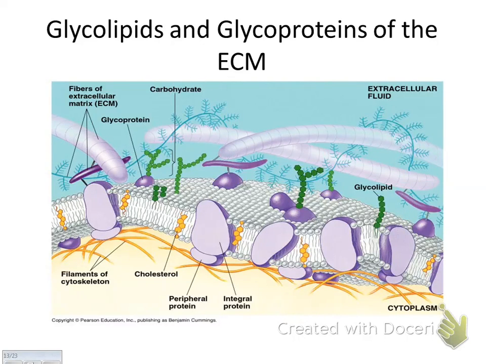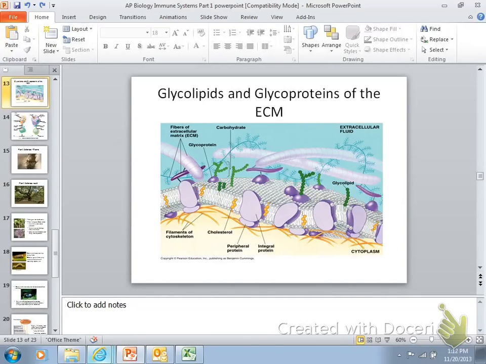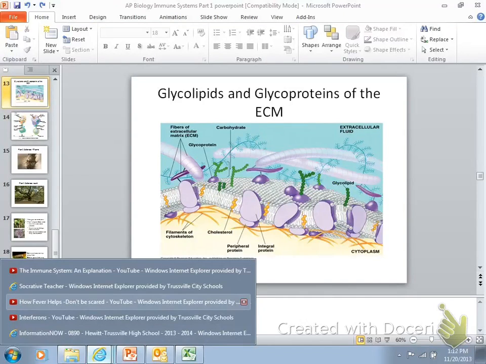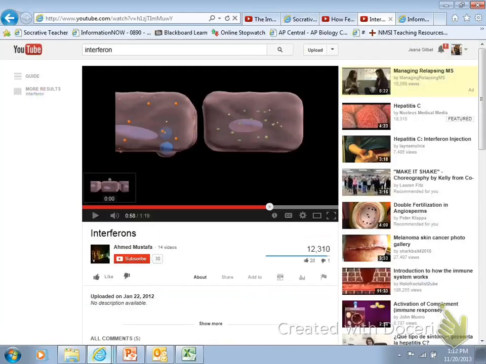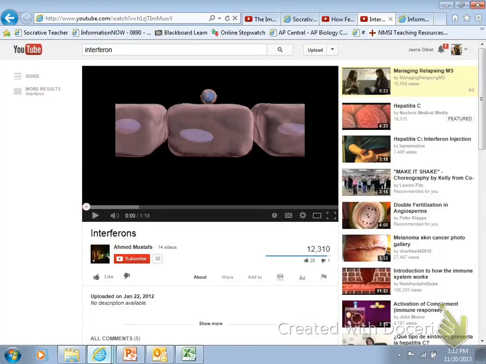Okay, so I got this video for you to show you how an interferon works. The immune system has several defense mechanisms against viral infection. Here, a virus binds to its target cell. As we saw, it fuses with the host cell and releases its genetic material into the cytoplasm.